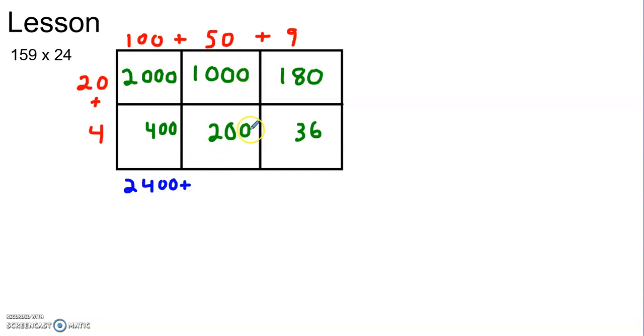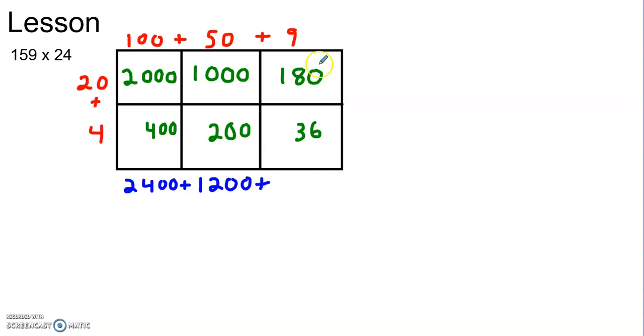Here I have 0 plus 0 gives me 0. 0 plus 0 gives me 0. 0 plus 2 gives me 2. 1 plus 0 gives me 1. So 1,000 plus 200 gives me 1,200. Now I know I'm not putting my commas for my periods just yet because I'm still adding.